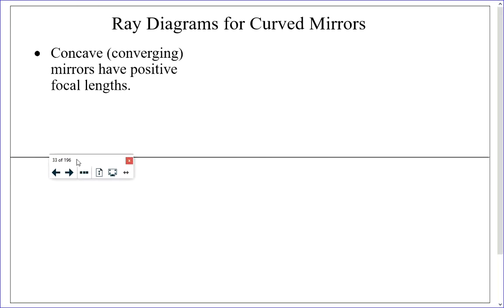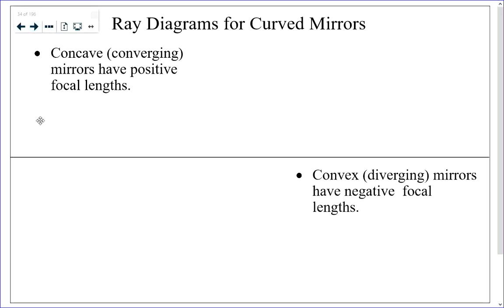However, to begin with, one type of mirror is called a concave mirror. It's what I like to call a converging mirror because it takes parallel beams of light and converges them to a specific point. That point is called the focal point, and it is a positive focal point or a positive focal length. The other type of mirror is called a convex mirror, which I prefer to call a diverging mirror. And those have negative focal points or negative focal lengths.